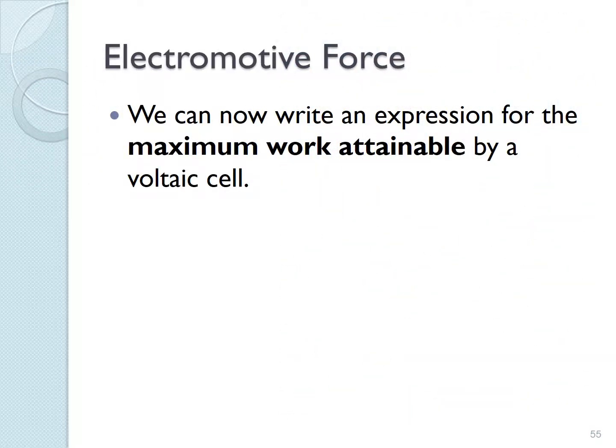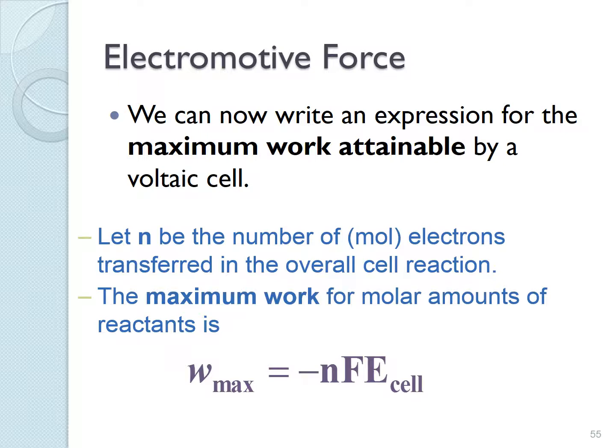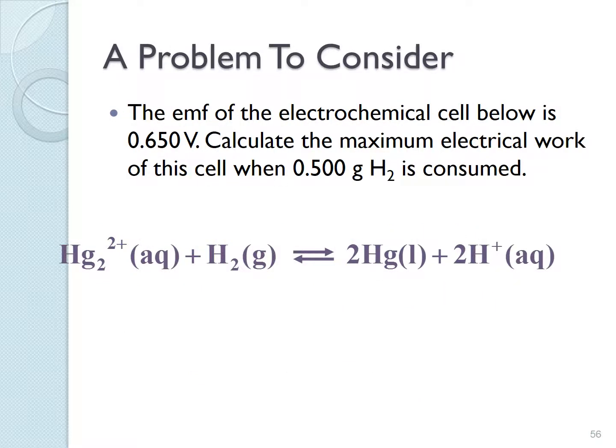We can write an expression for the maximum work attained by a voltaic cell. That's our goal: to get as much work out of our voltaic cell as possible. If N is the number of moles of electrons, then the maximum amount of work equals negative N, the number of moles, times F, Faraday's constant for 1 mole, times E cell, which is the voltage. It's work done by the system, so that's why it's negative. So let's look at an example.